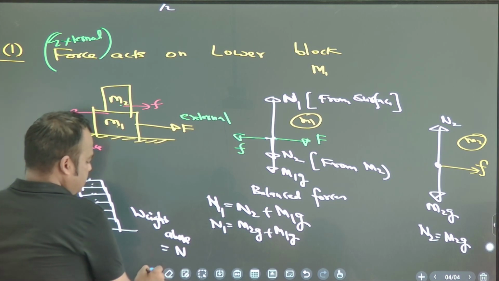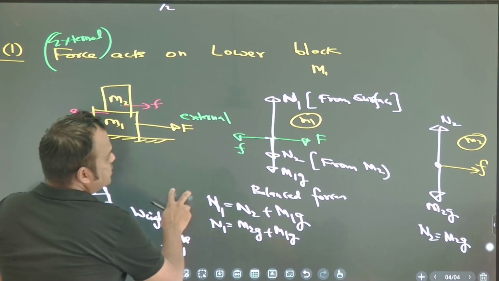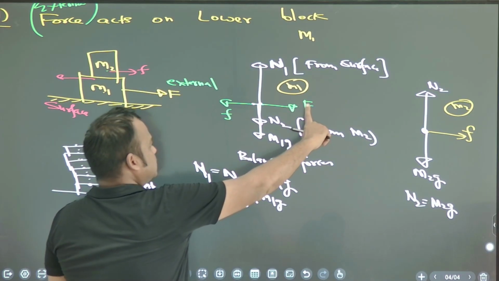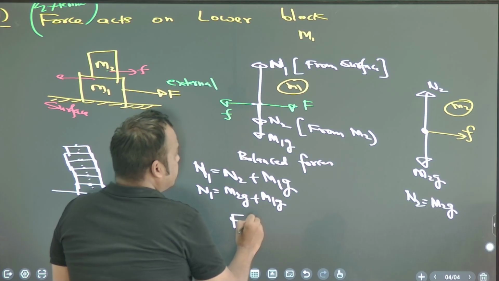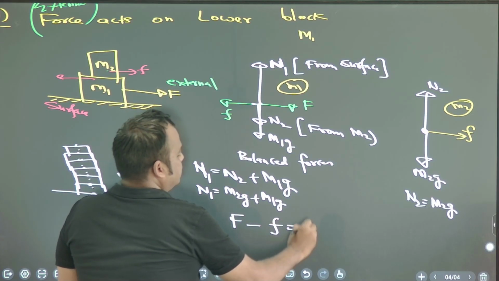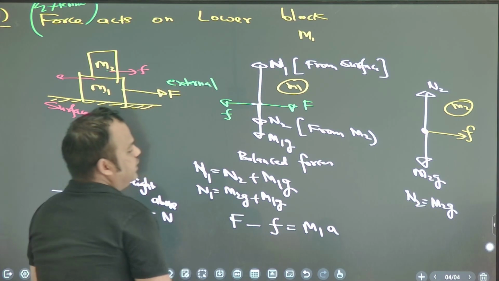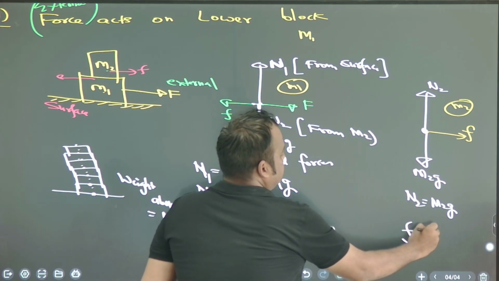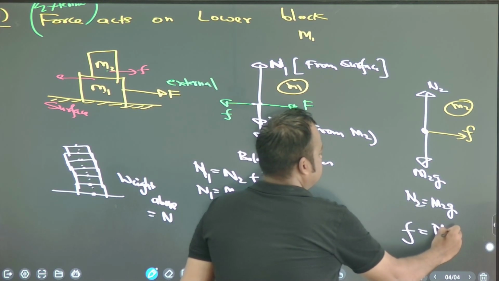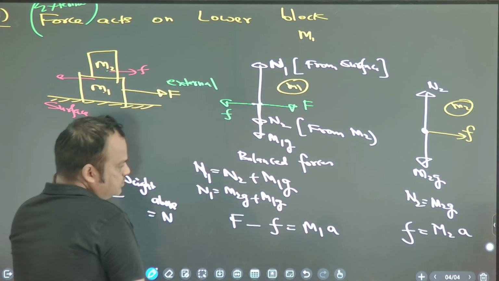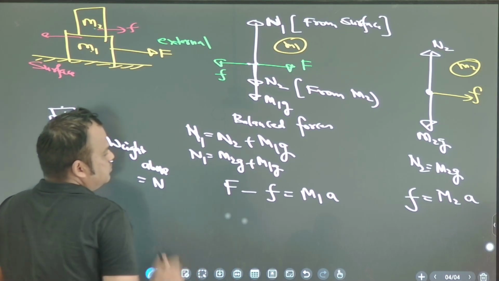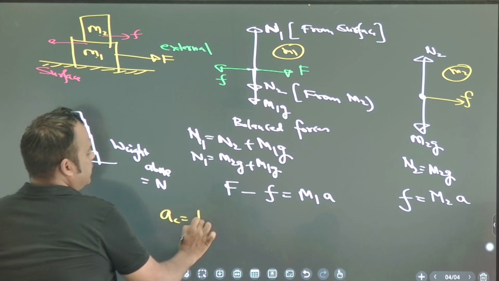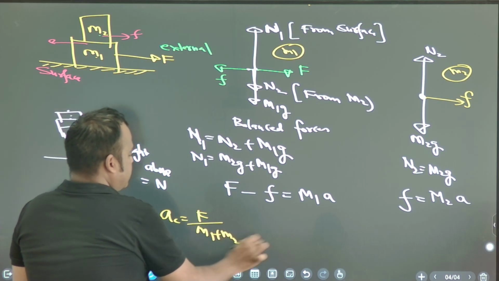So how to write unbalanced force? Now what is the unbalanced force on M1? So F minus small f is equal to M1 A. For M2, what do you write? Unbalanced force, f is equal to M2 A. And common acceleration, you know what is the formula for common acceleration? F by M1 plus M2, correct?